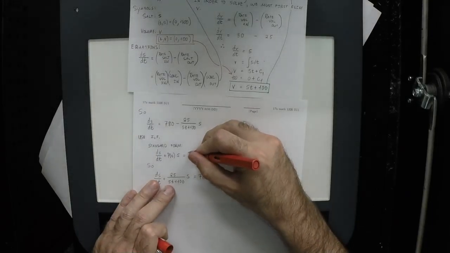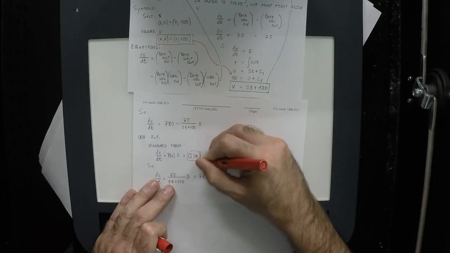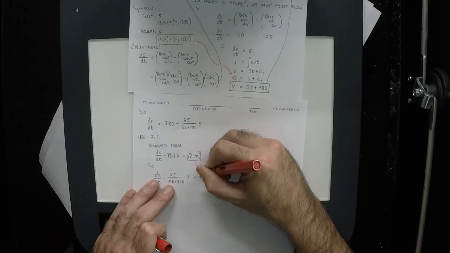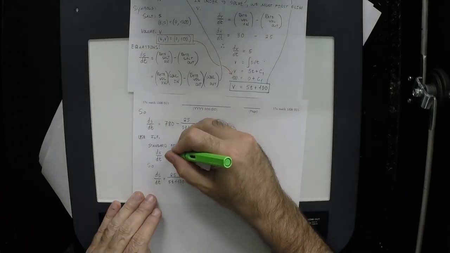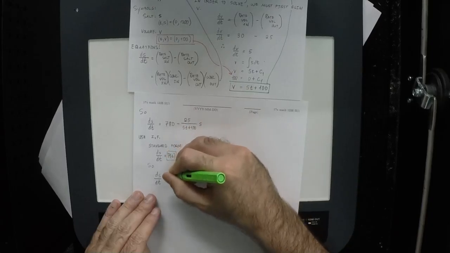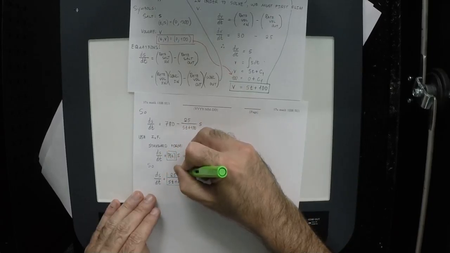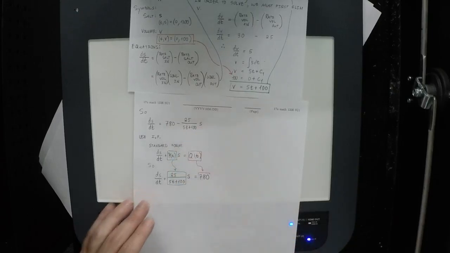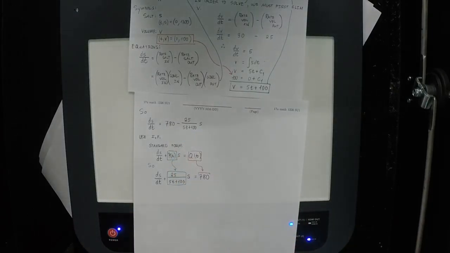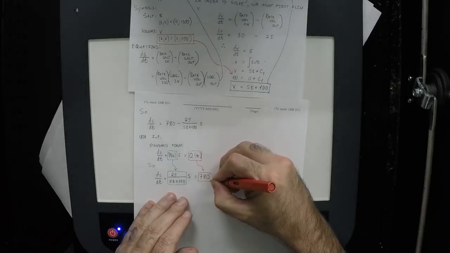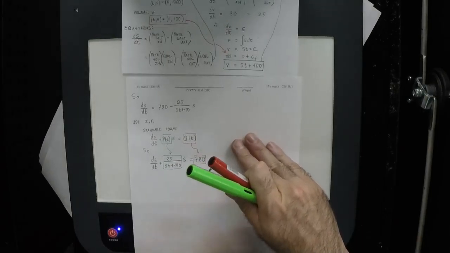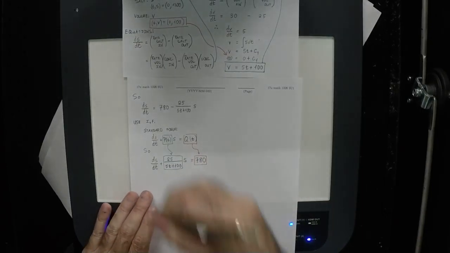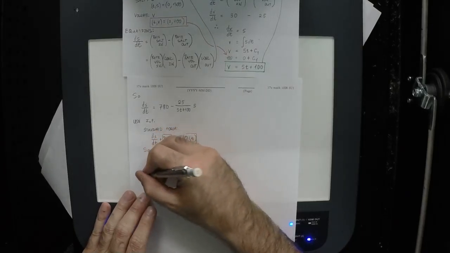Q is this bit. Okay, and what's P? Yes. Everyone see how they get picked out? Okay. That means that's P of t. What's the formula for the integrating factor?